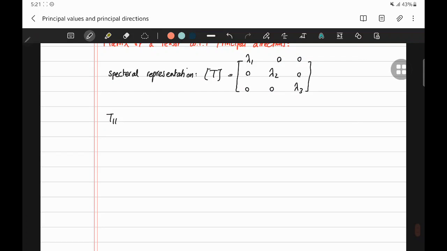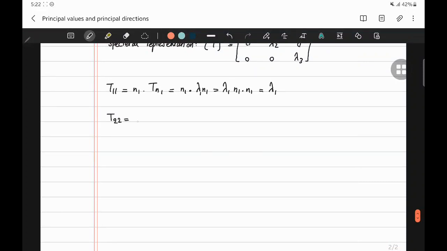So if you have T11 of this tensor here, you can write n1 dot Tn1, which we already use for representing the components of a tensor. You can substitute Tn1 with lambda 1 n1, and you can take out this lambda because it is a scalar. So n1 dot n1 is basically 1, and this becomes lambda 1, and this magnitude here is 1. For example, T22 becomes n2 dot Tn2, so you have n2 dot lambda 2 n2. You can take out this lambda 2, n2 dot n2, and this becomes lambda 2.